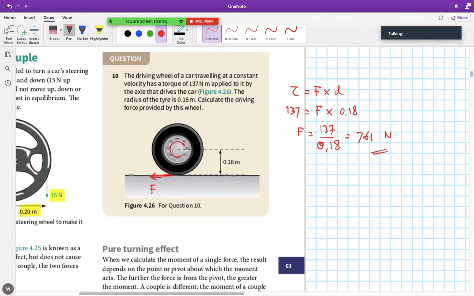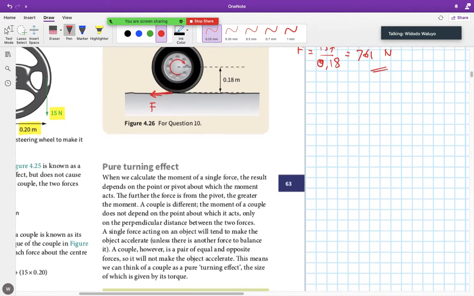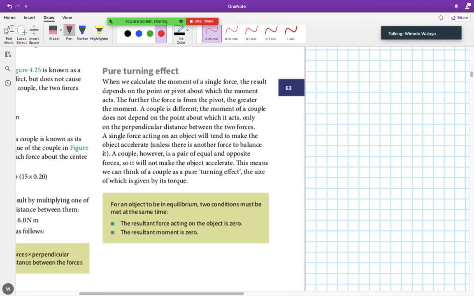Okay, so let's continue on the next page. This is the condition for a force object in equilibrium. The conditions for an object to be in equilibrium are two. This is very important. We say an object is in equilibrium when it has two conditions.